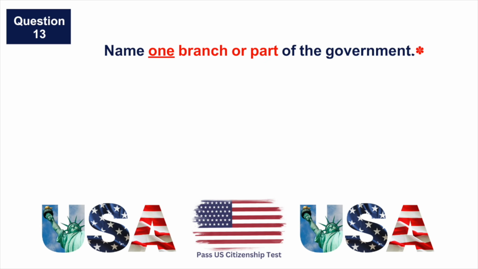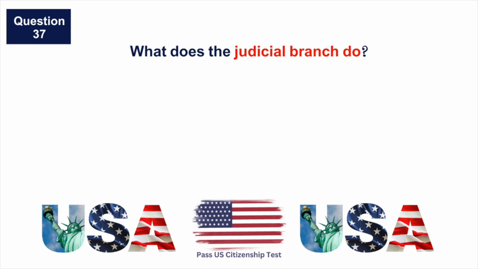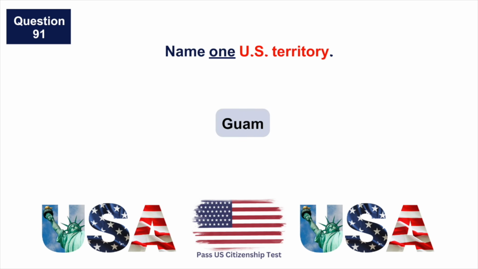Name one branch or part of the government. Congress. What does the judicial branch do? Reviews laws. Name one U.S. territory. Guam.